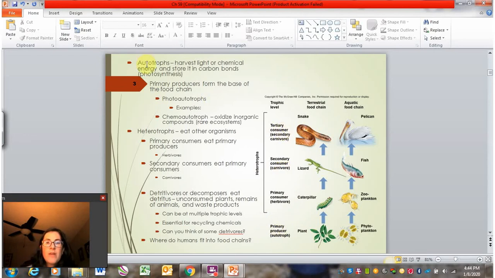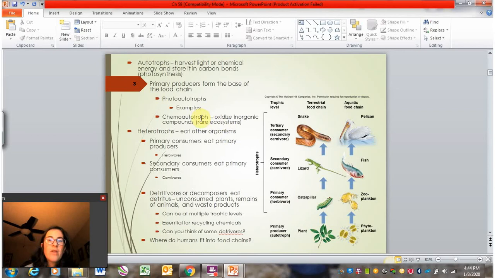But first, let me remind you about two big terms here, autotrophs and heterotrophs. Autotrophs are organisms that can harvest light or chemical energy and store it in bonds. This is the process of photosynthesis that you've learned a lot about before. Organisms that carry out photosynthesis are more specifically called photoautotrophs. And the photoautotrophs are typically, again, the base of most food chains.